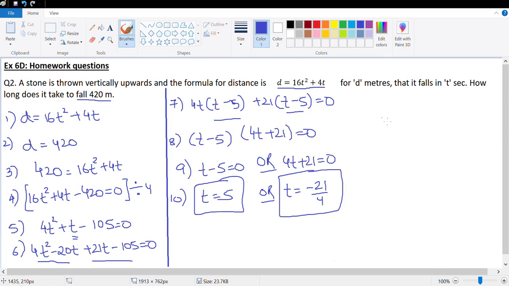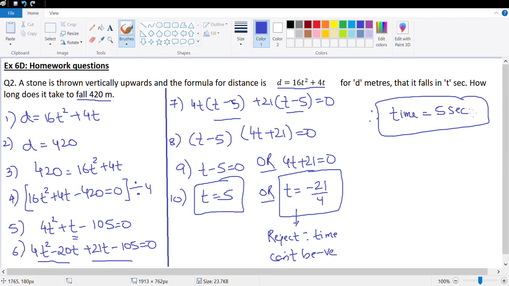Now t basically is time, so time can't be negative. So reject since time can't be negative. So the final answer, therefore, time is equal to 5 seconds. Perfect. Writing unit is mandatory. Let's look at the next one.